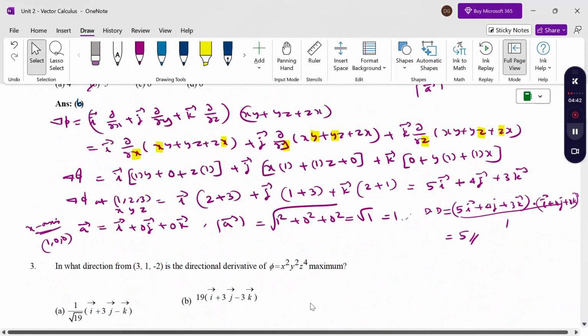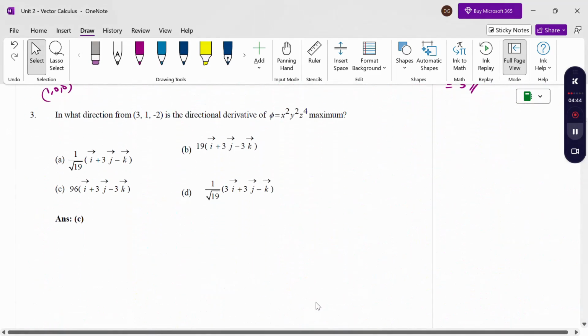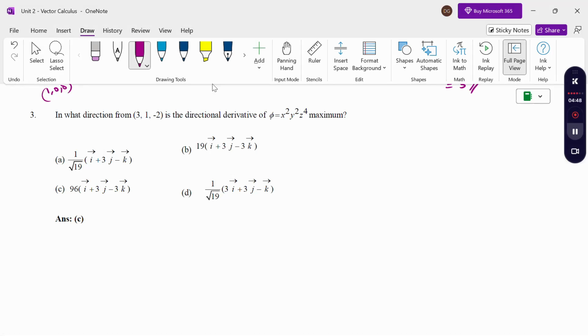Then the direction of (3, 1, -2) is the directional derivative of phi equal to x square y square z power 4, maximum. So here in this point, if any other vector is given for the directional derivative, using that vector we find the directional derivative. But here the mention is to find the maximum. Maximum means it's enough to find del phi. Del phi is our maximum value.